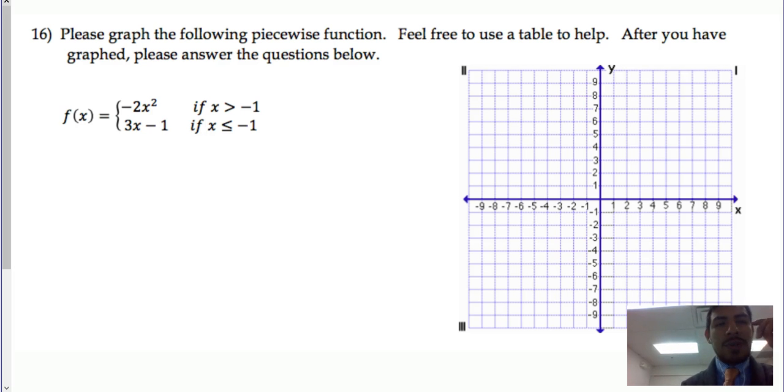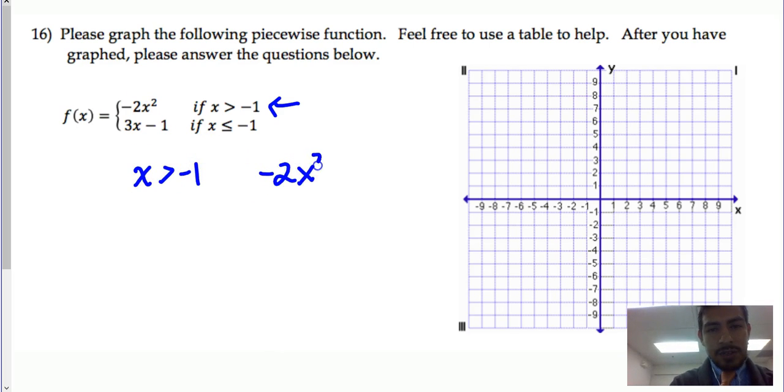Number 16. Now this problem is a doozy because this problem takes forever. So here's how we do it. Let's take care of our x is greater than negative 1. So I'm going to make a column. I'm going to say when x is greater than negative 1, and on my other side I'm going to get negative 2x squared.